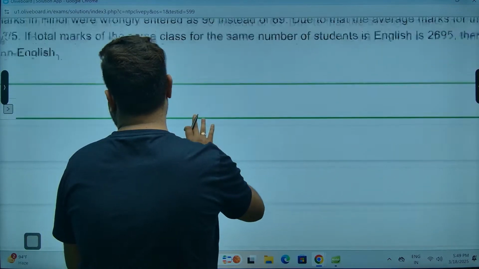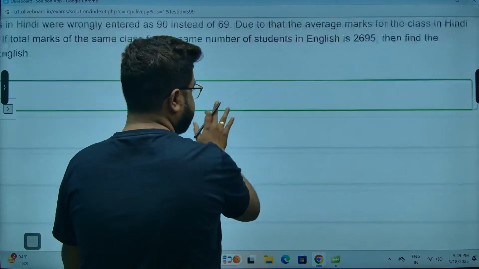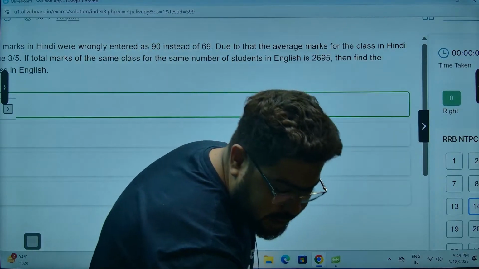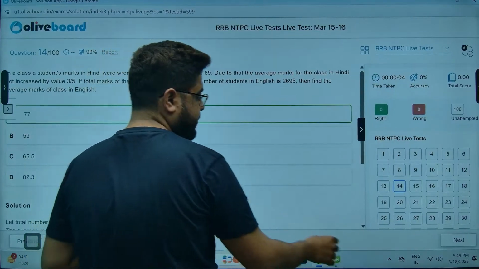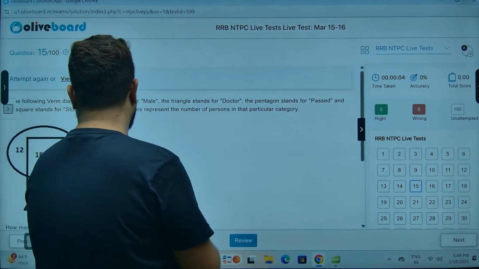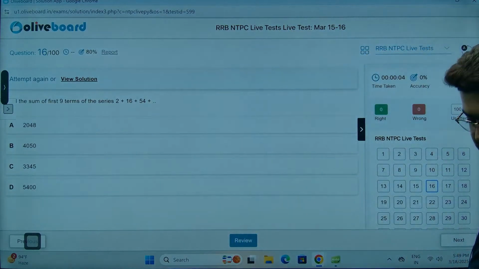Arey, dekha, this problem happens. Chalo, sir. Again, this I cannot do. This I can do.